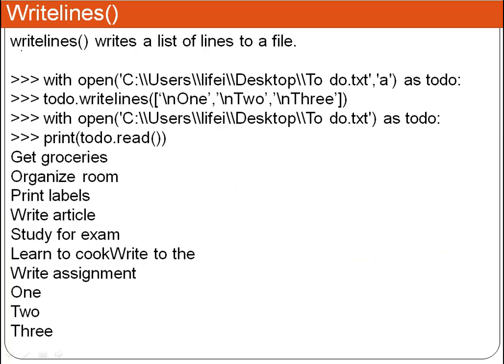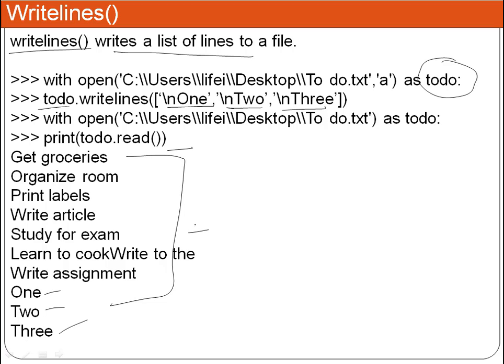Then writelines. Writelines writes a list of lines to the file. With open this as todo means this file has a sort of alias. Now you are using todo.writelines, passing the strings in the form of a list over here. So this has list 1 2 3. Then you are reading it, and by reading it has displayed the new contents of the file where these new strings have been appended at the end.